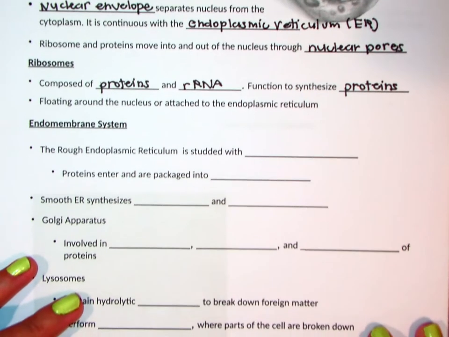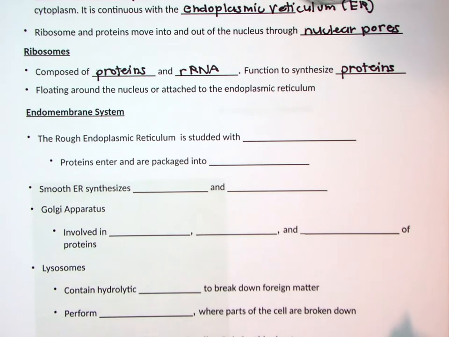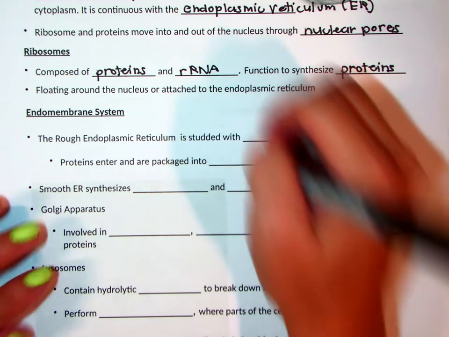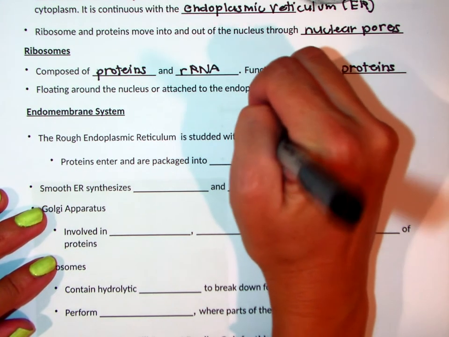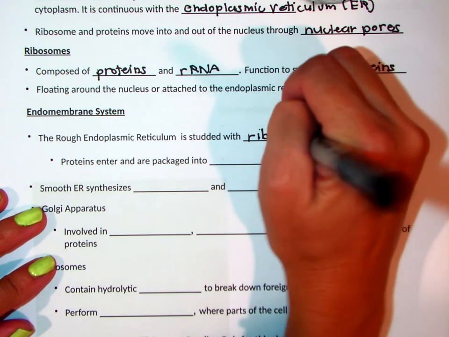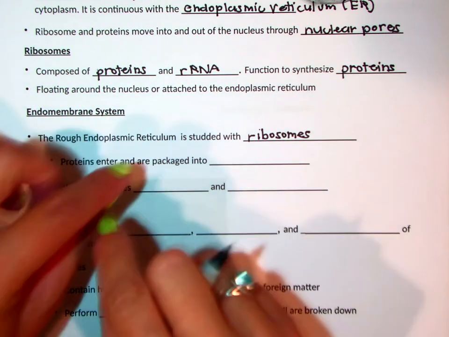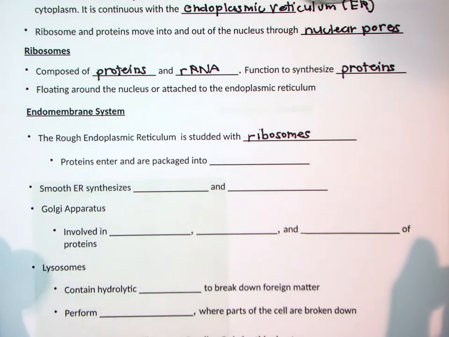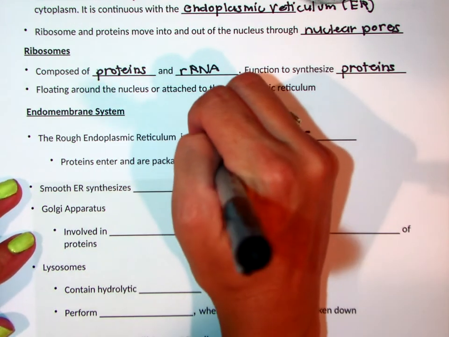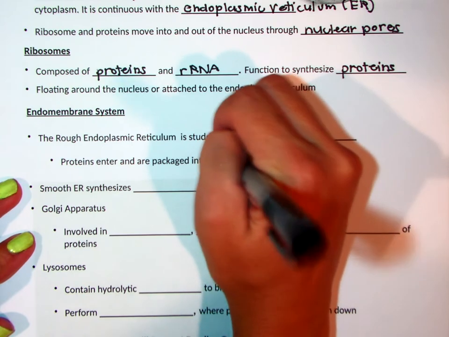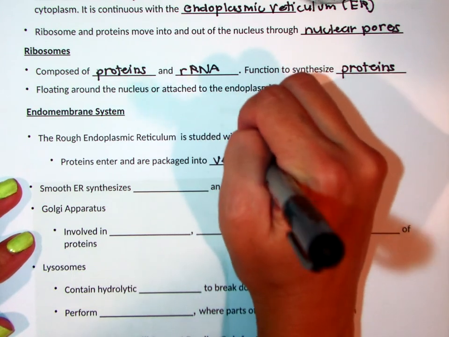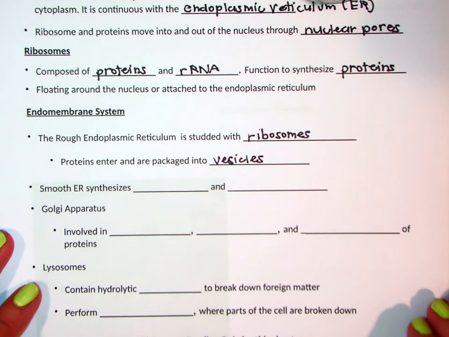So the endomembrane system. You have the rough endoplasmic reticulum, which is studded with those ribosomes. And I don't know why this makes me think of the word bedazzled, if you're familiar with that, but just like has all the ribosomes just stuck within it. And proteins enter the rough endoplasmic reticulum and are packaged into vesicles, which are just like little sacs for transporting materials and molecules.